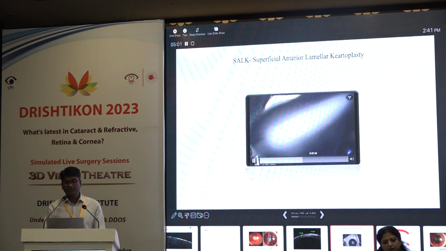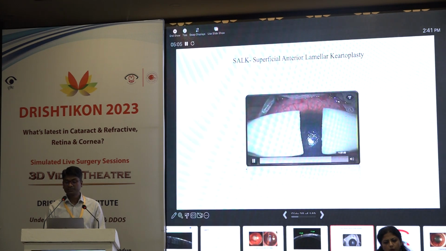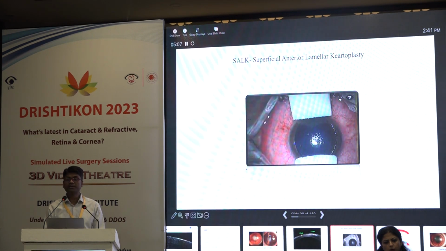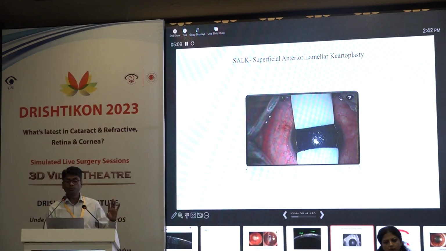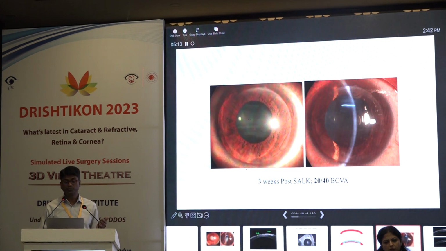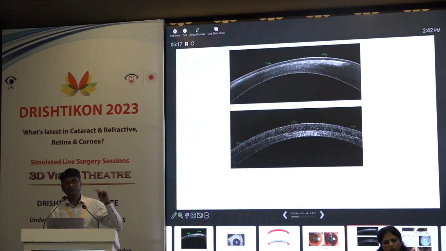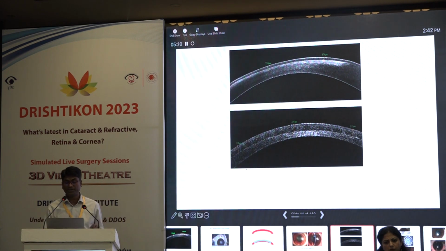Then we created the same thing on a donor's eye, and just changed this flap. So there's a new flap that has come. This we call superficial anterior lamellar keratoplasty. You can see the patient has improved to 20/40. The scar is replaced by transparent normal collagen in the form of anterior stroma.